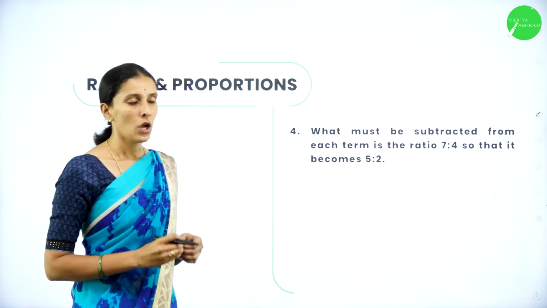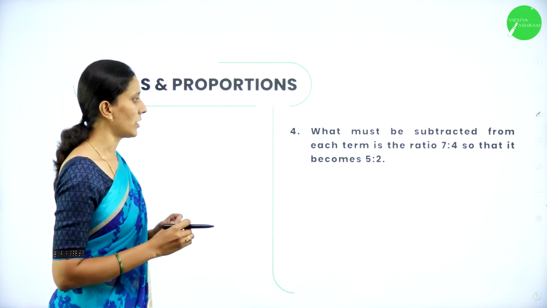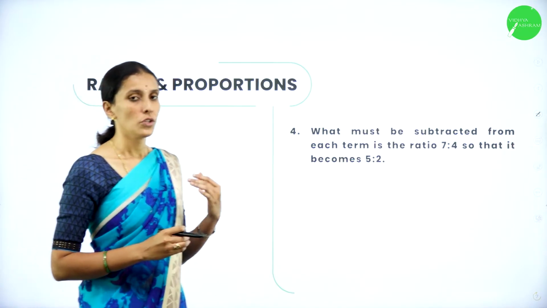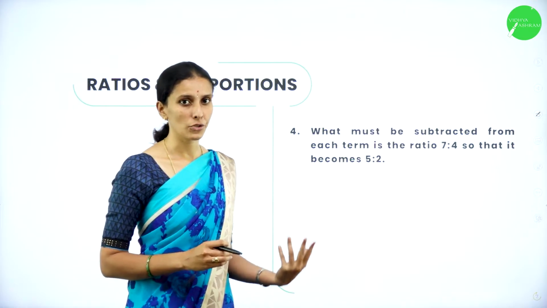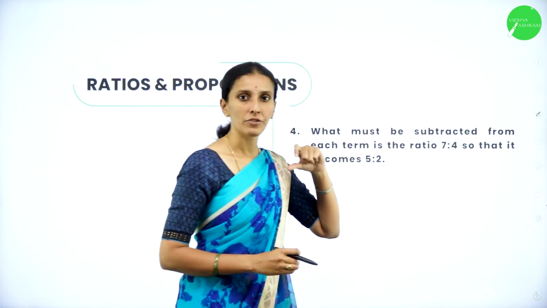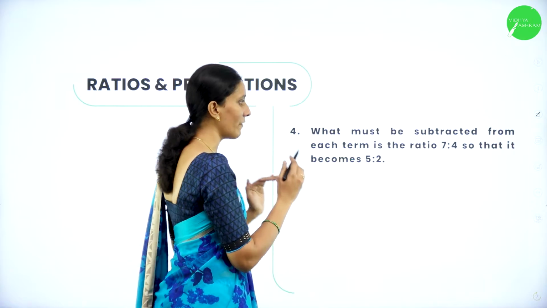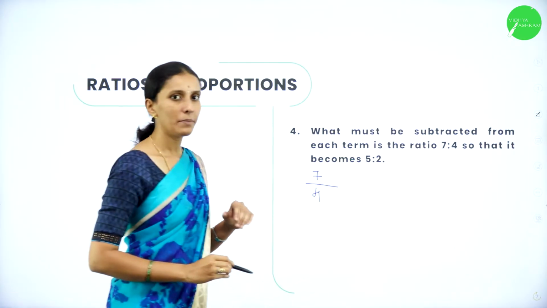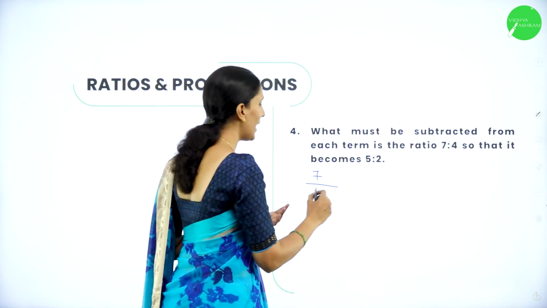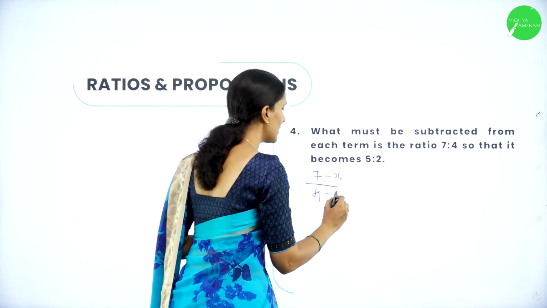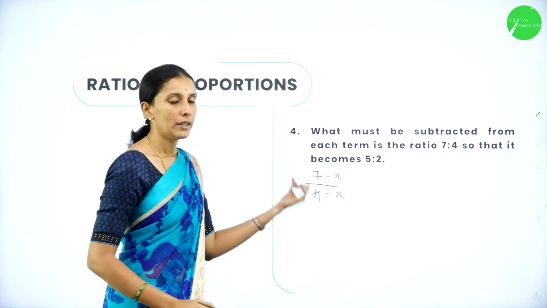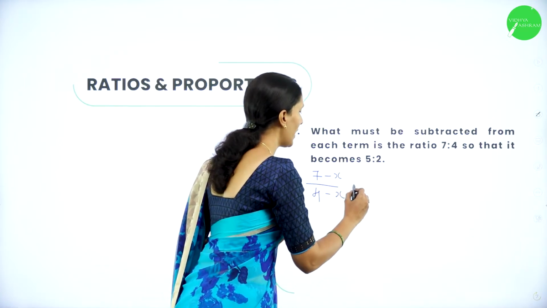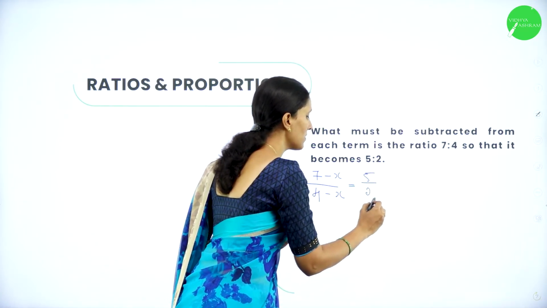So next question, what must be subtracted from each term in the ratio 7:4 so that it becomes 5:2? So I don't know what is the quantity that I should subtract, but I have to subtract from both parts of the ratio. So let me write 7:4 in the fraction form, that is 7/4. Now let me subtract the same quantity. Let me take it as x. So I'll take 7 minus x, 4 minus x. When I subtract the same quantity, the ratio becomes 5:2. So if I convert this in fraction form, this becomes 5/2.